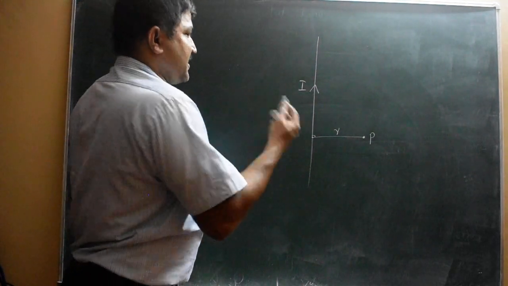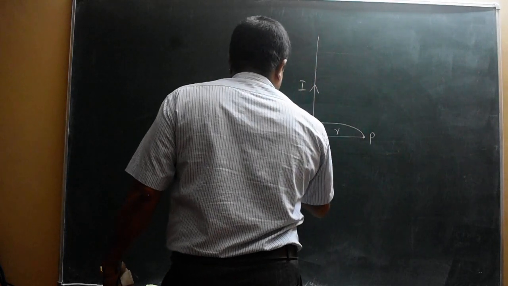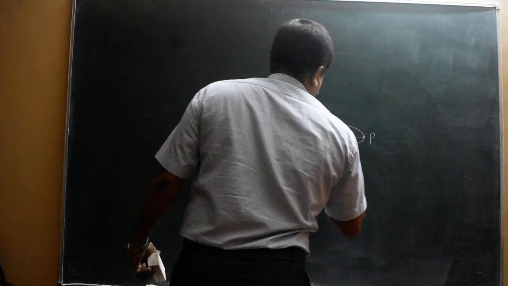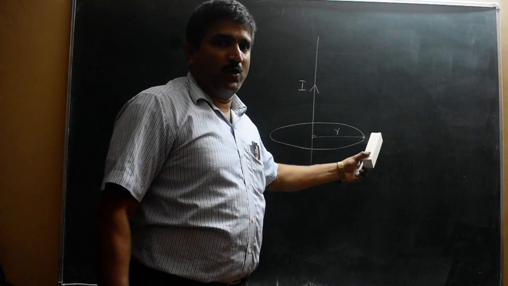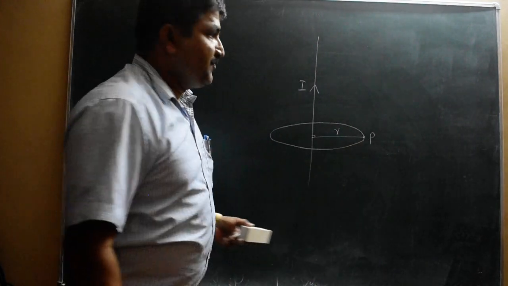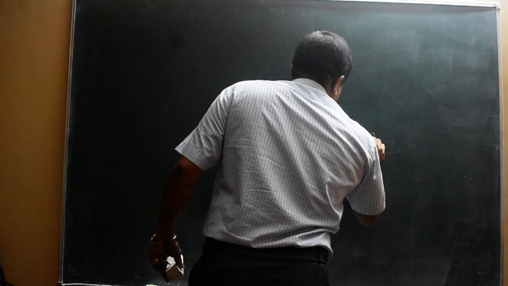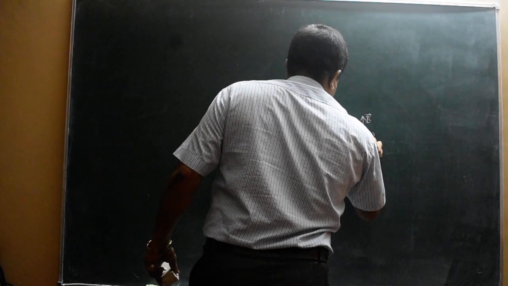I imagine such a circle now. I will draw that as an Amperian loop, like this. This is the Amperian loop. Now at this point P on the Amperian loop, I will take a small elemental length dl, and the magnetic field B is also in the same direction as the dl vector.